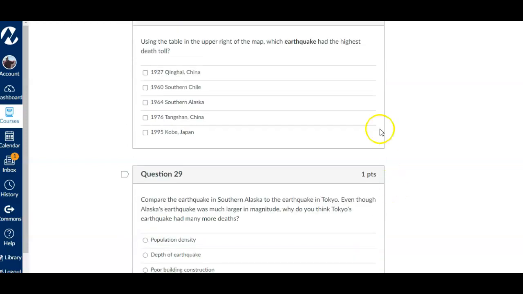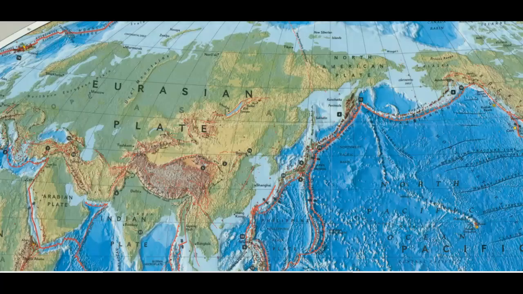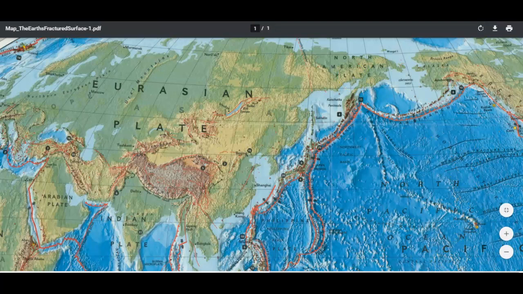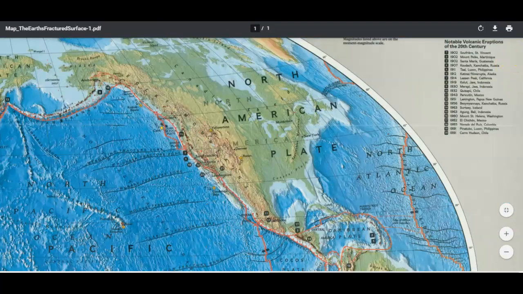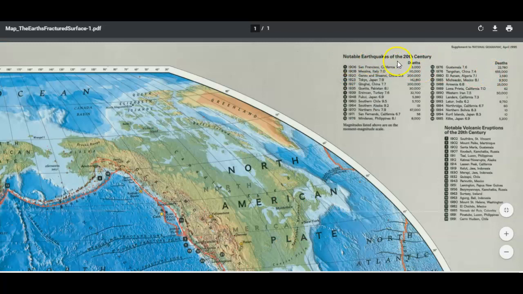And the other thing that it's going to ask you a couple questions about is certain earthquakes and the death toll for some. In the upper right-hand corner, you'll see that there are some notable earthquakes and some notable volcanoes that have erupted. These are ones that have impacted society in a profound way. And they're numbered. The circles are earthquakes, the squares are volcanoes. It asks you a few questions about how many deaths occurred. You're just kind of reading off some of these.